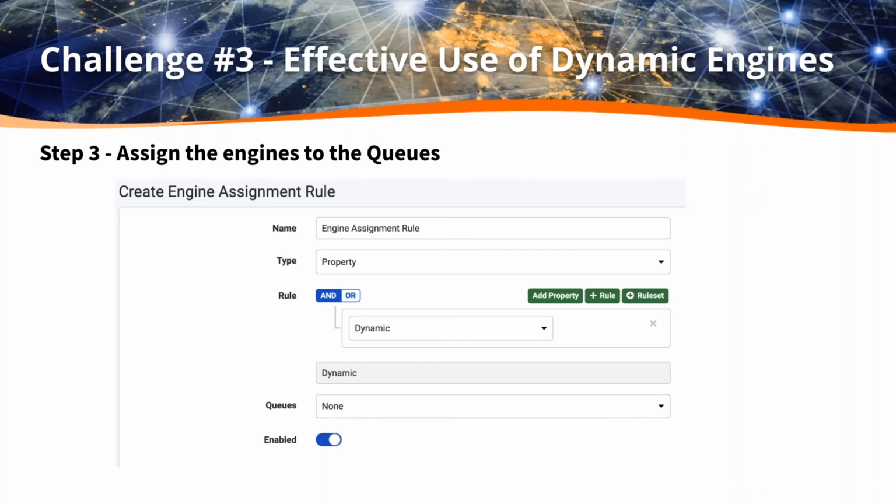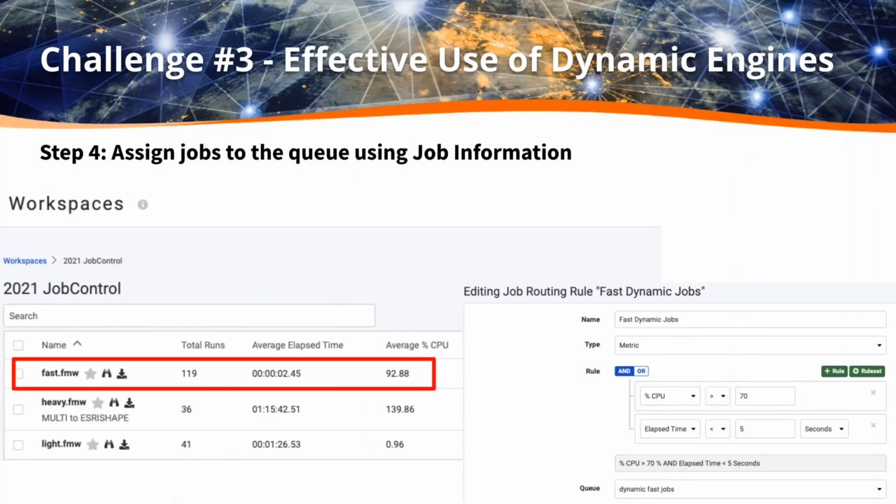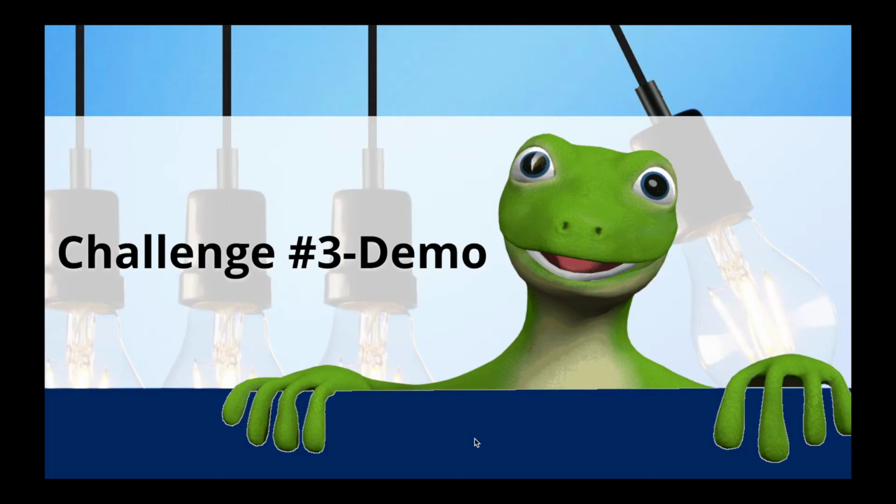And so now I can just use a property of dynamic, and then it's basically going to be the same as everything else. I'm going to target the fast queue. And I just look at it, and it has an average of CPU. So I'm going to say if CPU percent is greater than 70, and the elapsed time is less than 5 seconds, then I'm going to assign that to dynamic fast jobs.